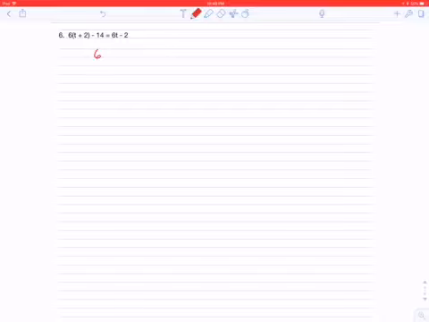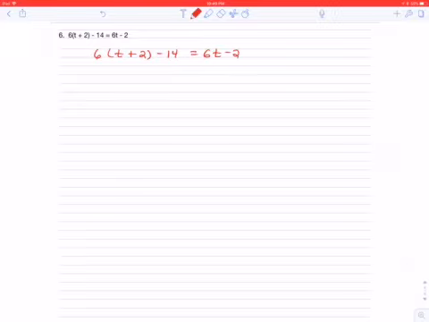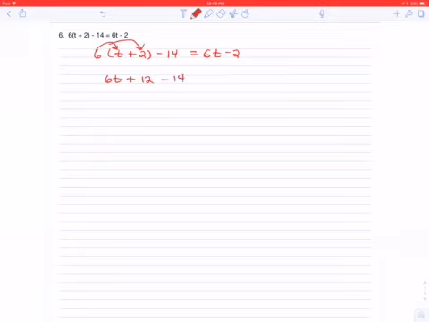Number 6, to solve this, I have to get rid of the parentheses first. So I'll distribute the 6 to each term inside of the parentheses. I have 6t plus 12 minus 14 equals 6t minus 2.